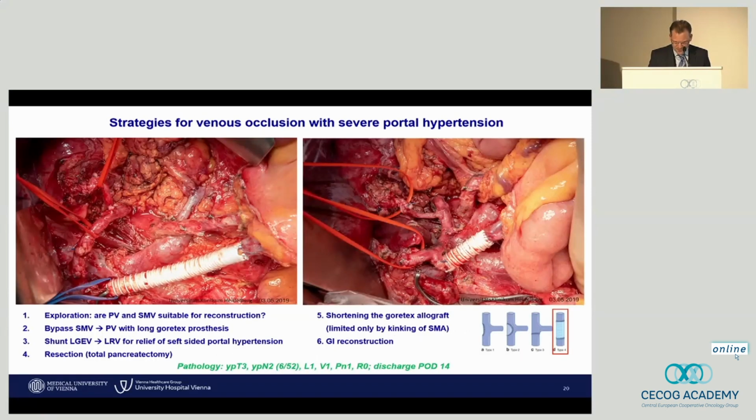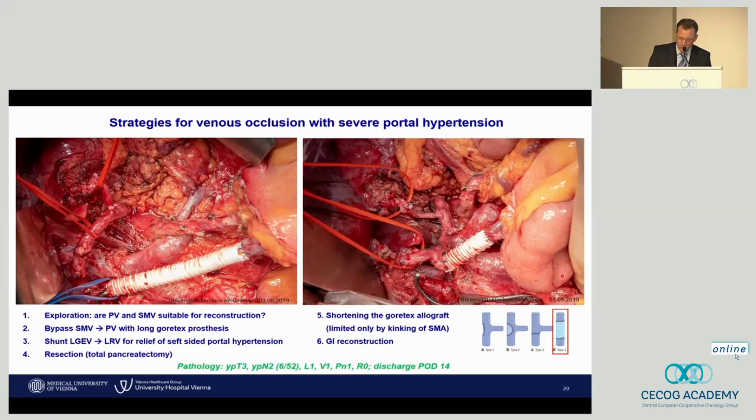Here you can see such a case where a long bypass between the supramesenteric vein and the portal vein has been put in place. Then the tumor has been resected. You can see here the other vessels, the supramesenteric artery, the hepatic artery, and then this bypass is shortened.